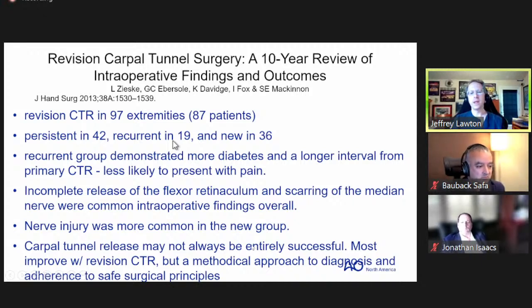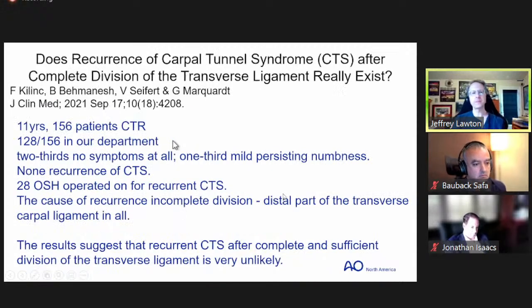And again, they thought that while carpal tunnel release is most often successful, not always, these patients did improve with revision carpal tunnel, and they encouraged a methodologic approach to diagnosis and surgical principles, which we'll go over.